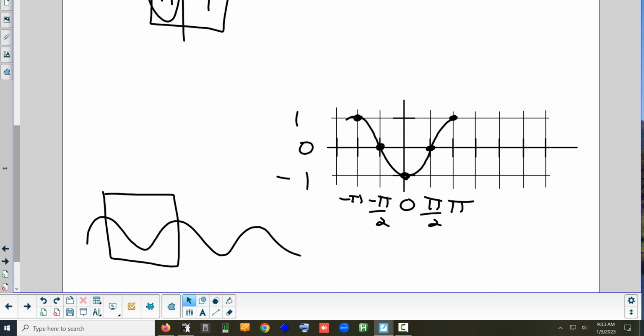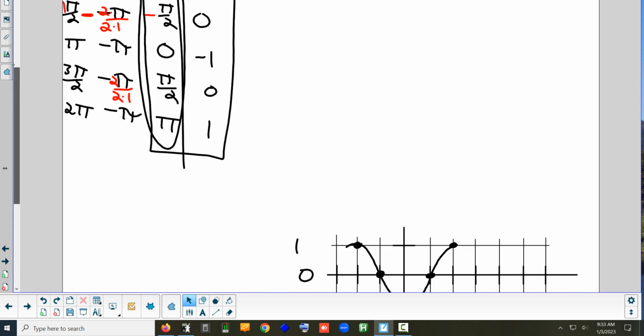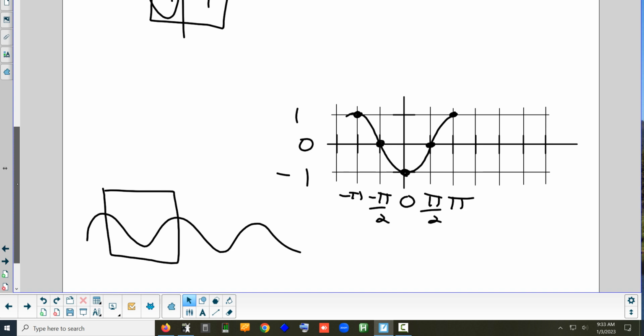The original would have been 2 tick marks to the right, or 180 degrees, or pi radians. Any questions?